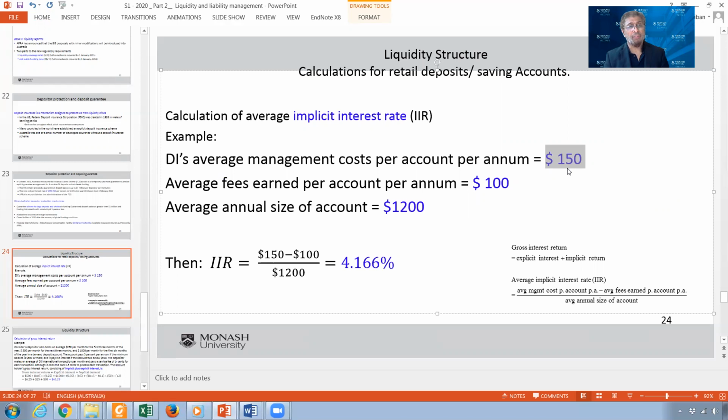So if the average management cost per account is 150, the average fees are 100, and the average annual size of the account is 1,200, they will pay you what we call the implicit interest rate, IIR, which is how much you actually cost them. So you cost them 150 minus the 100, which is the average fees, and this is your cost, which is 50 over 1,200. This is the fees you pay. This is what you cost them.